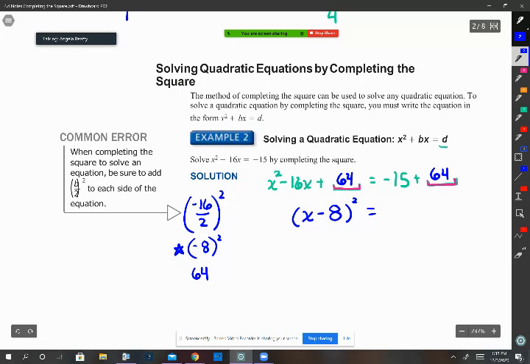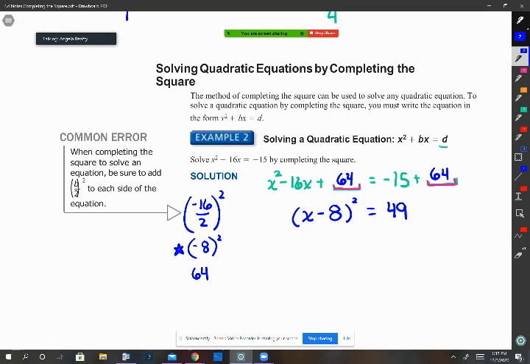And then on the right-hand side, am I going too fast? Okay. On the right-hand side, we're going to combine this, whether you do that with your calculator or if you're good with adding and subtracting integers. 64 minus 15, you have $64, you spent 15 of it. That means you have 49 left.